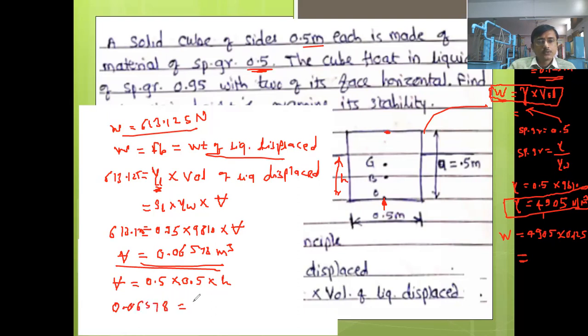0.06578 is equal to 0.5 square. It will be 0.25 into h. So therefore h will be equal to 0.06578 divided by 0.25 is equal to, and I got the value of small h is equal to 0.2631 meter.